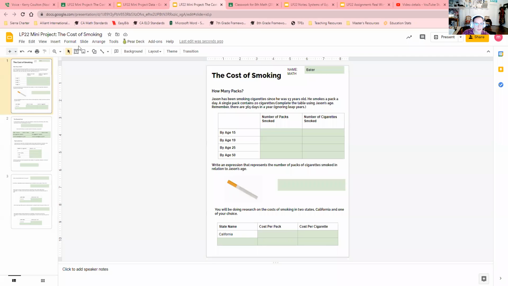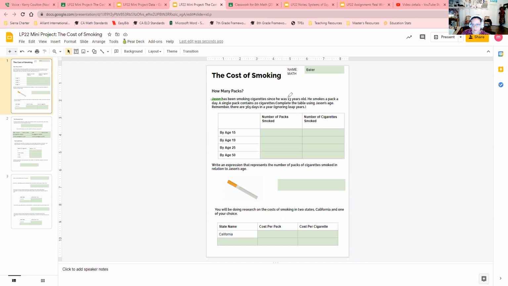So our story problem, our real world situation here, what we're talking about is the cost of smoking. So we're going to talk about the health costs. We're going to talk about the financial costs, how expensive it is if you start smoking cigarettes. So we are going to be talking about Jason.